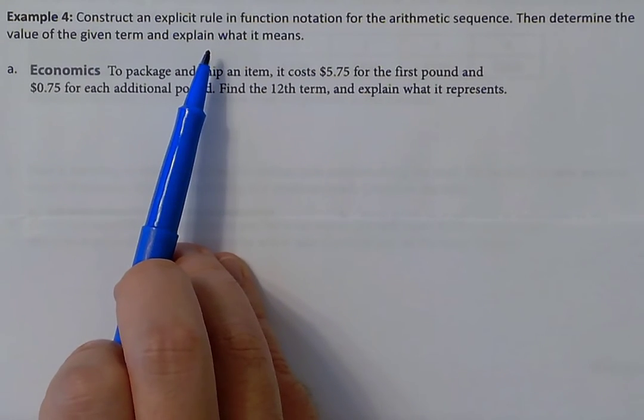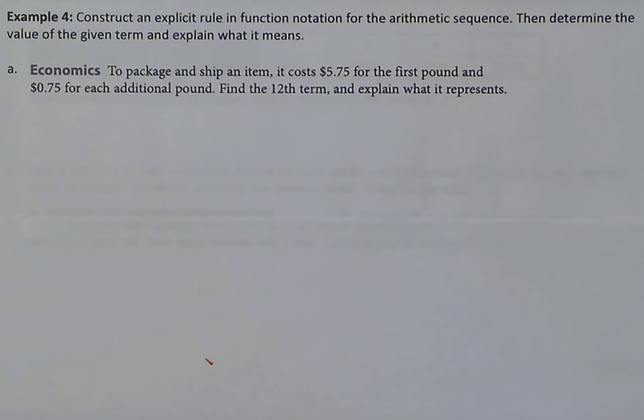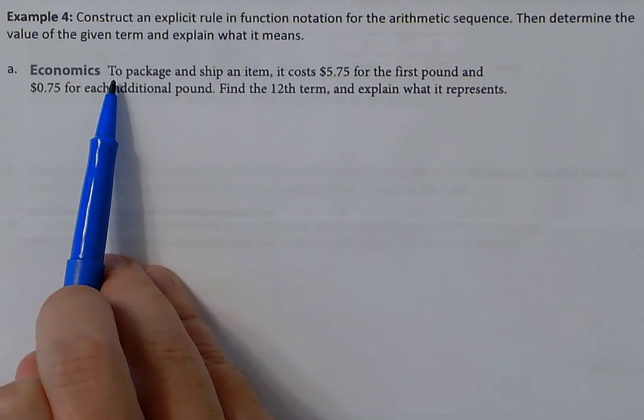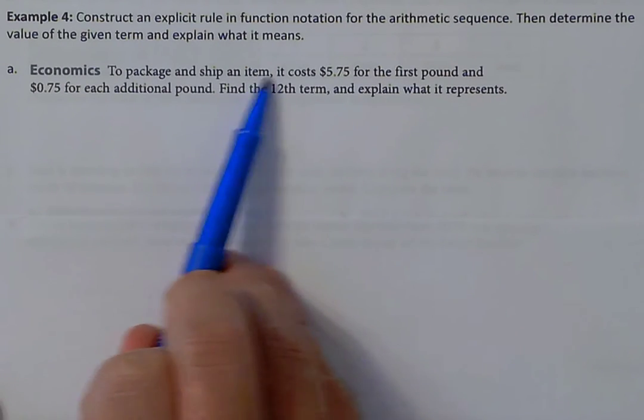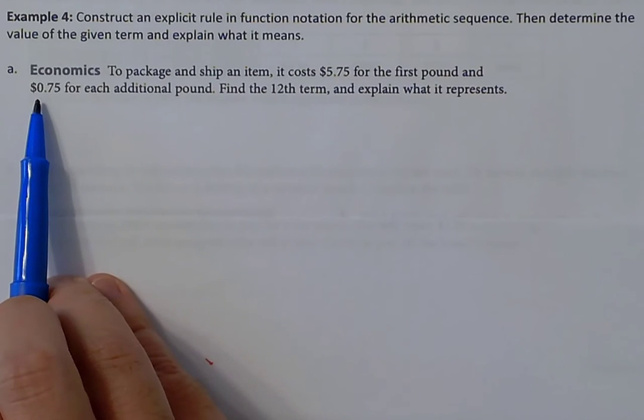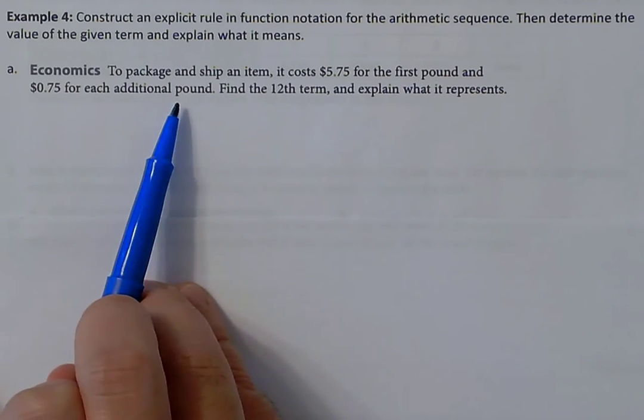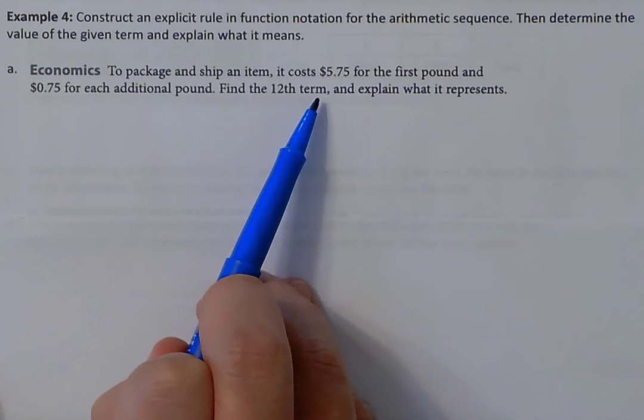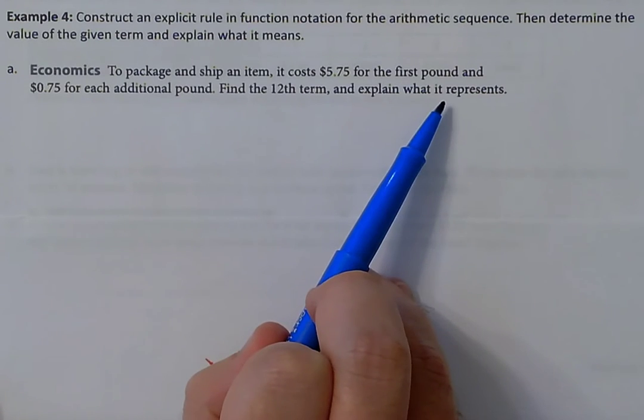So same idea as we have done in example 2 and in example 3, just we do not have a table, we do not have a graph, yet we are given a situation. So for example 4, part A, to package and ship an item, it costs $5.75 for the first pound and 75 cents for each additional pound. Find the 12th term and explain what it represents.